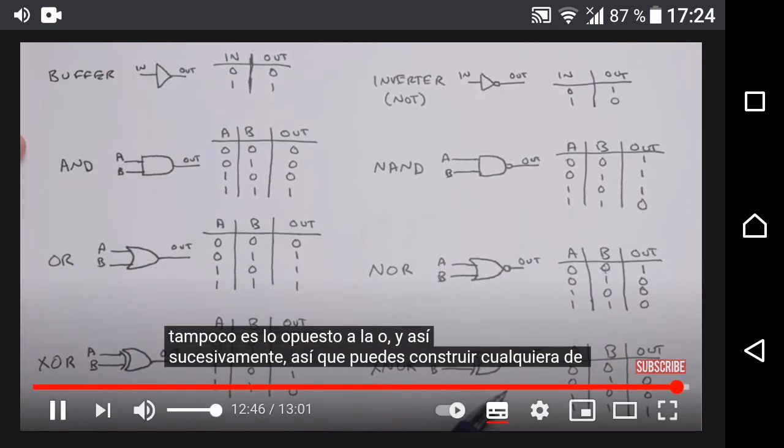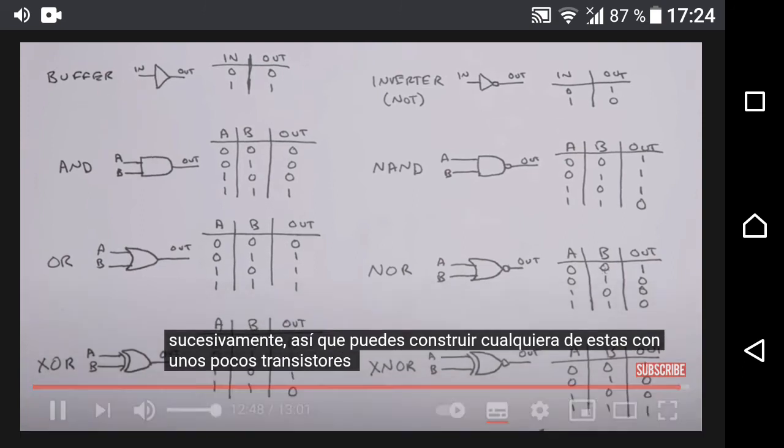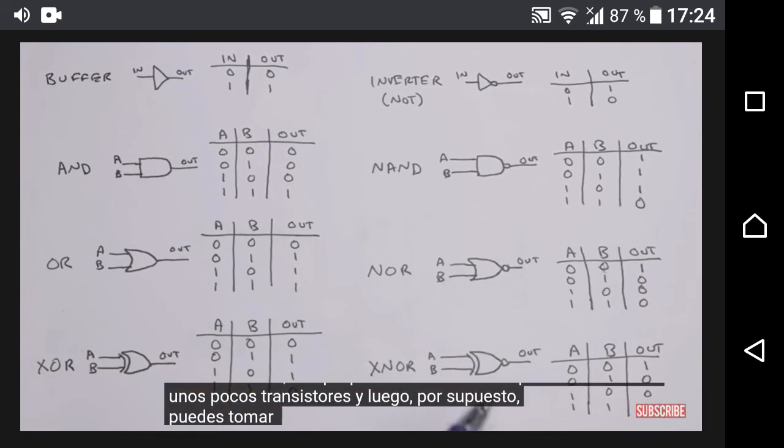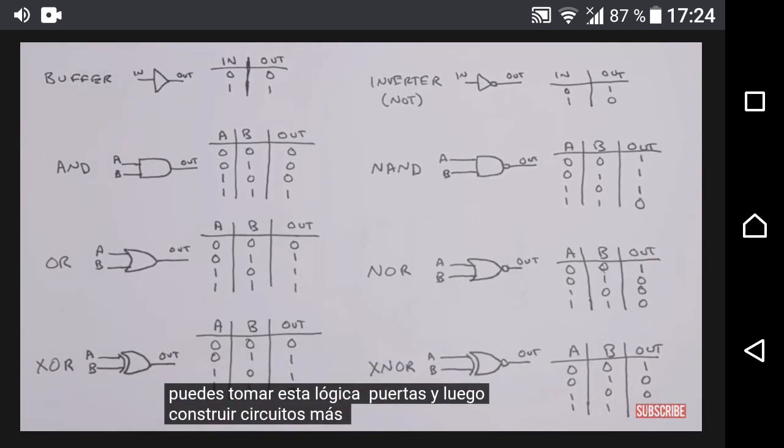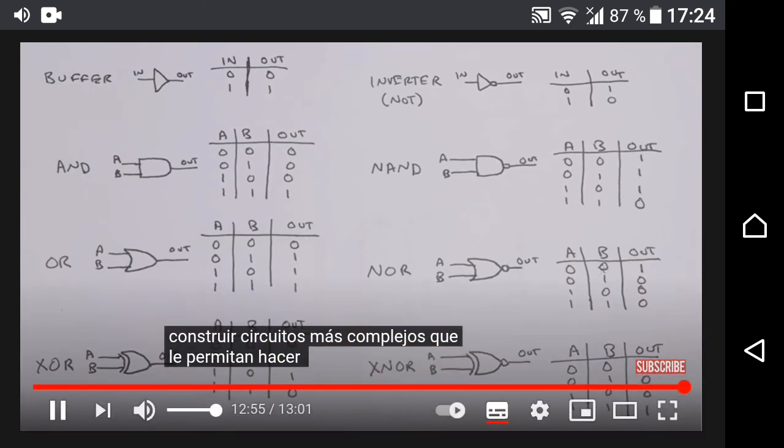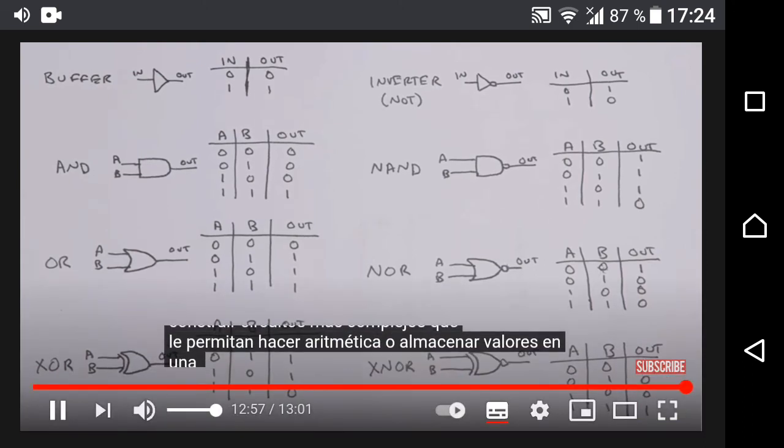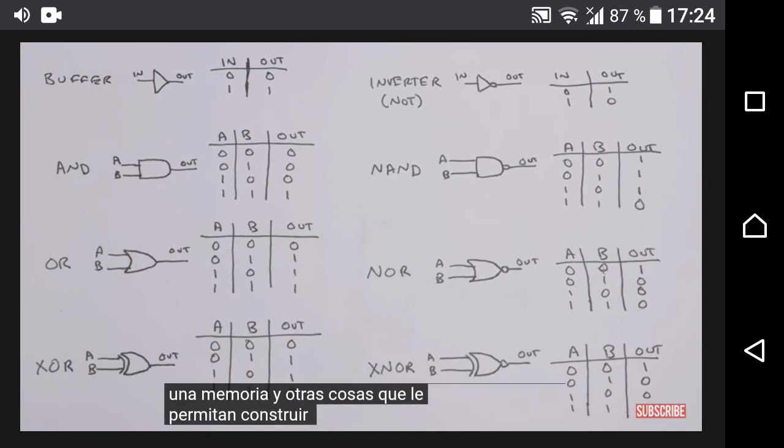So you can build any of these with a few transistors, and then of course you can take these logic gates and build more complex circuits that allow you to do arithmetic or store values in a memory and other things that allow you to build a computer.